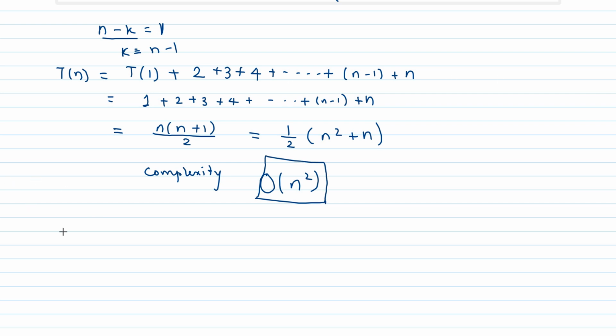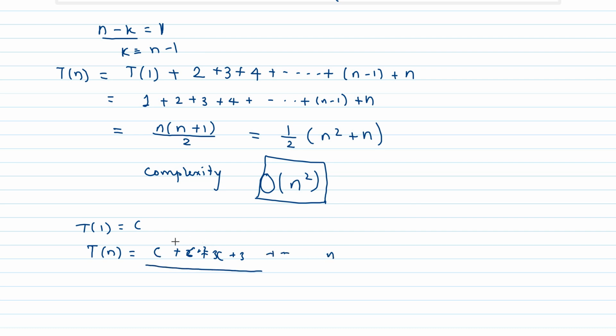What is the case if I have t of 1 equal to c? It won't be changing much, the complexity will remain the same. Instead of 1 I will have c as a constant, plus 2 plus 3, like it is c plus 2, right? C plus 2, c plus 3, and so on. Anyway you are summing till n.